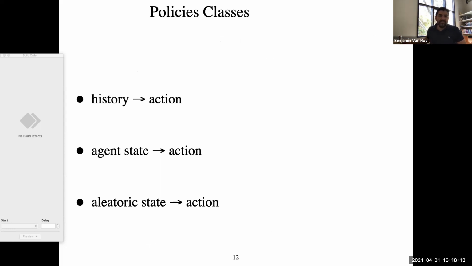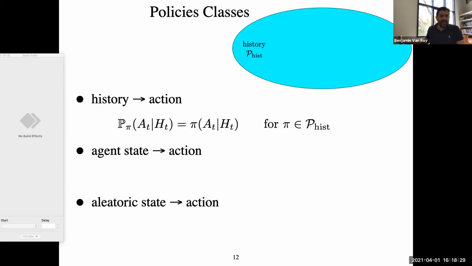Given this notion of state and the way we design our agent, it's useful to think about three classes of policies. There'll be policies that select actions based on history, policies that select actions based on agent state, and policies that select actions based on aleatoric state. The first class assigns probabilities to actions using a policy pi that is a function of history. I'm representing the set of such policies by that cyan ellipse, P_hist, for history.